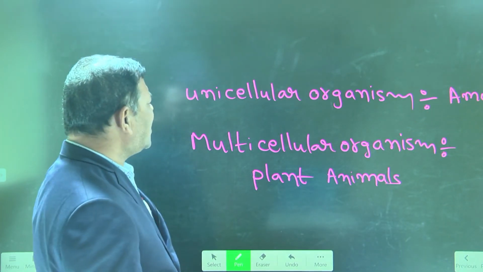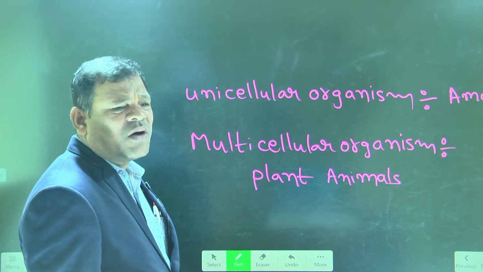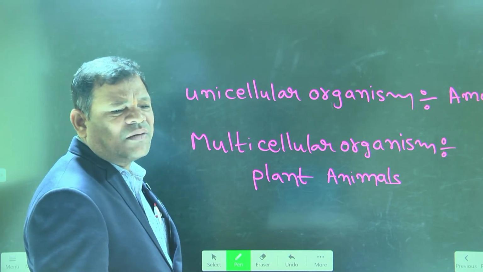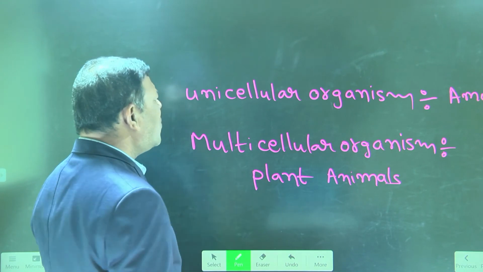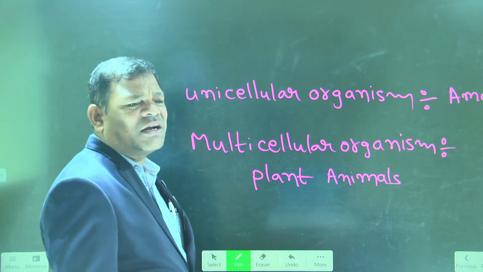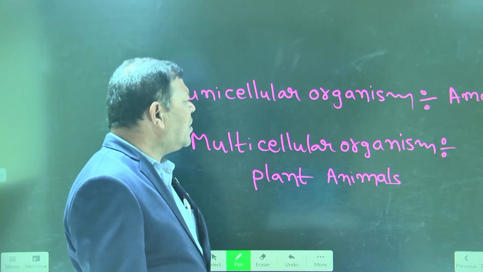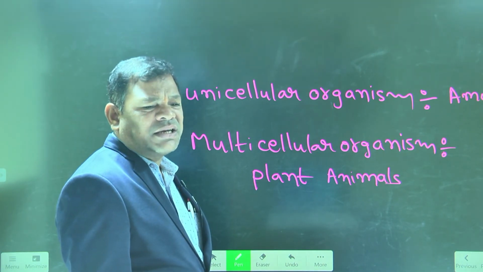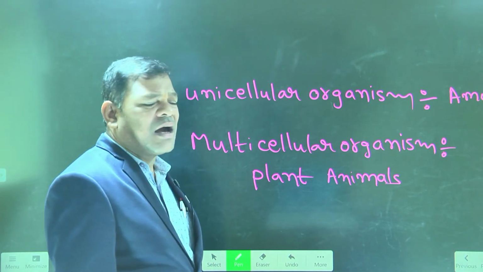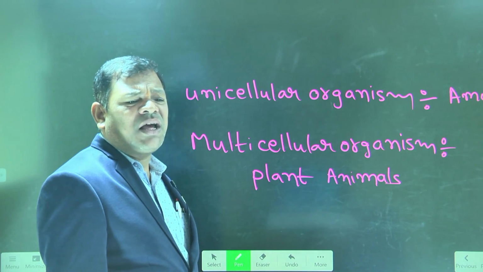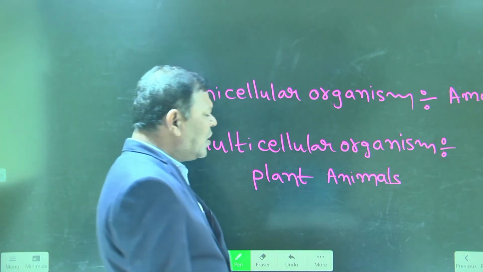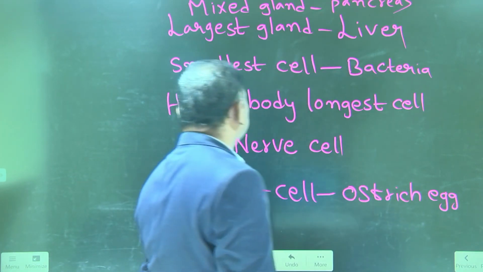Organisms are classified into two types: unicellular organisms and multicellular organisms. Where only one cell is present, that is called a unicellular organism, for example Amoeba and Chlamydomonas. A multicellular organism is made up of more than two cells, for example plant cell and animal cell.